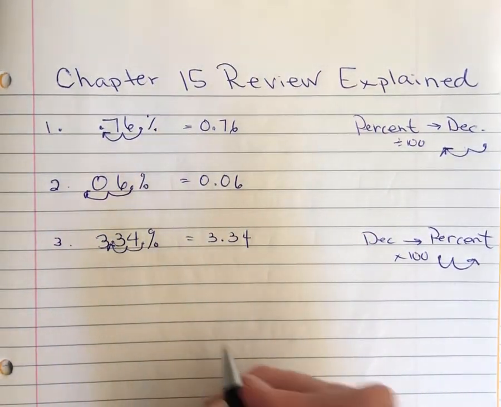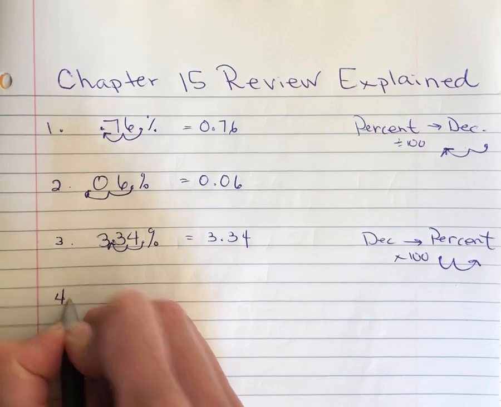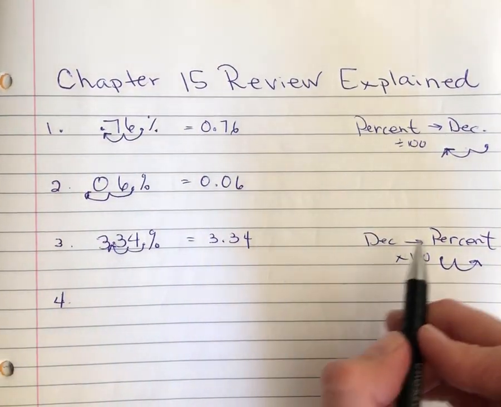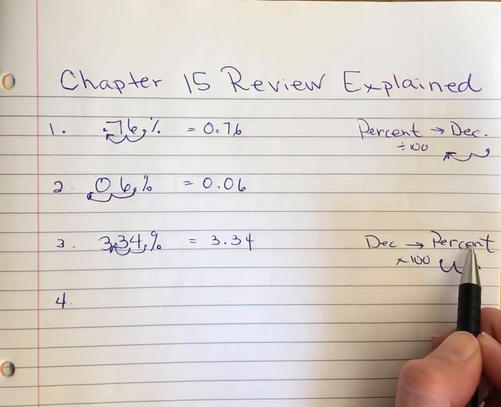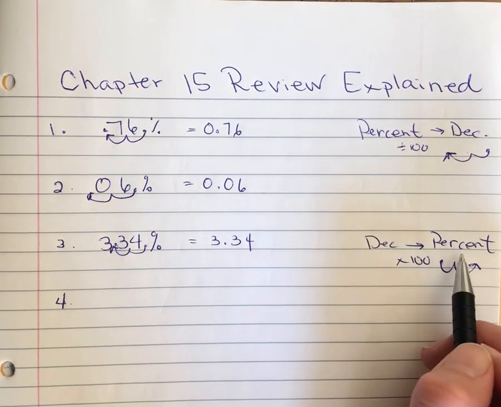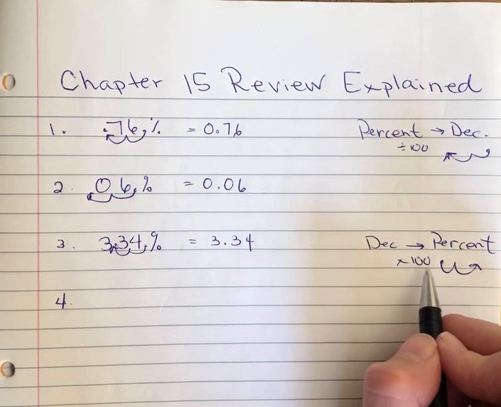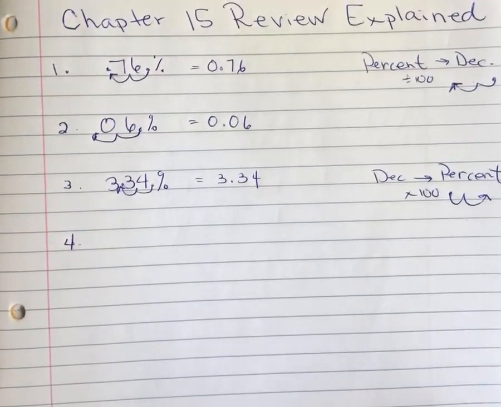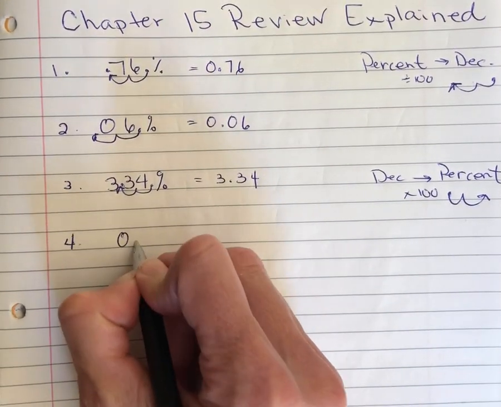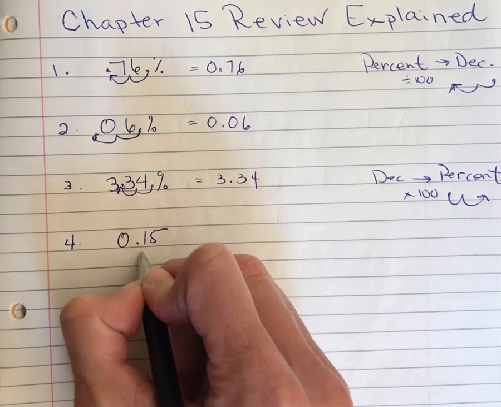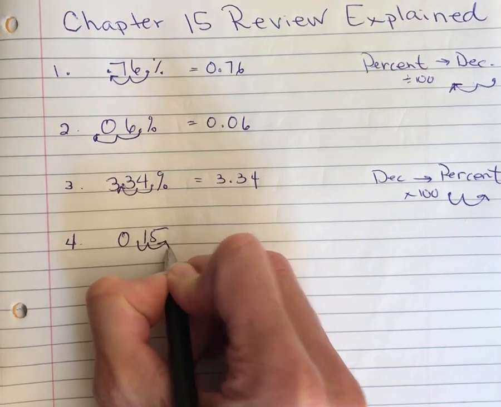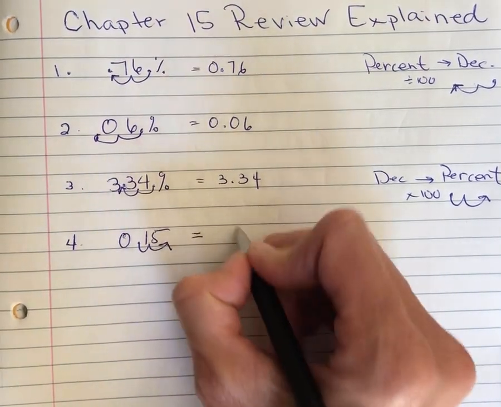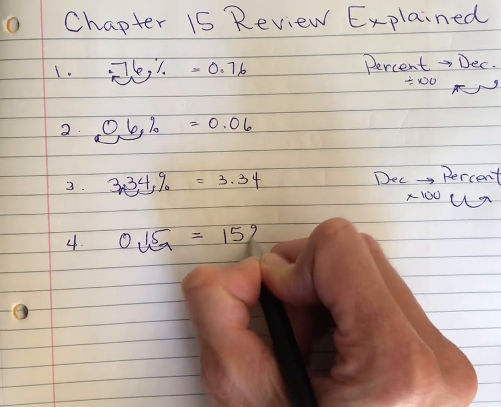Okay? All right, number 4, now we're doing the opposite. Now we're taking the decimal and going to a percent. So we're going to do the opposite strategy. We're going to multiply by 100 or hop that decimal twice to the right. Okay, so number 4, 15 hundredths, multiply by 100, hop it twice to the right, and we get 15%.